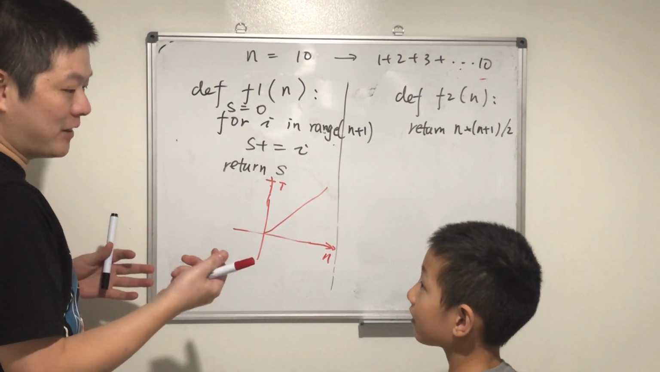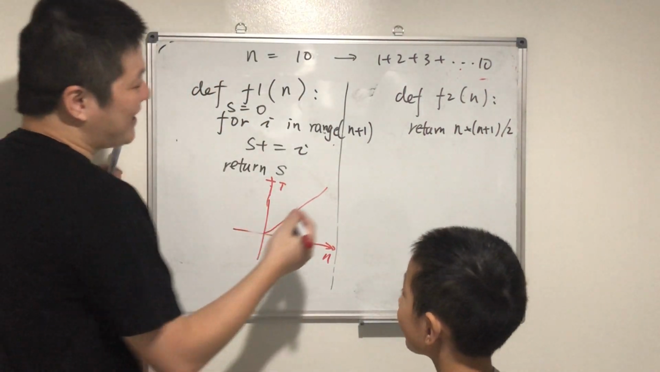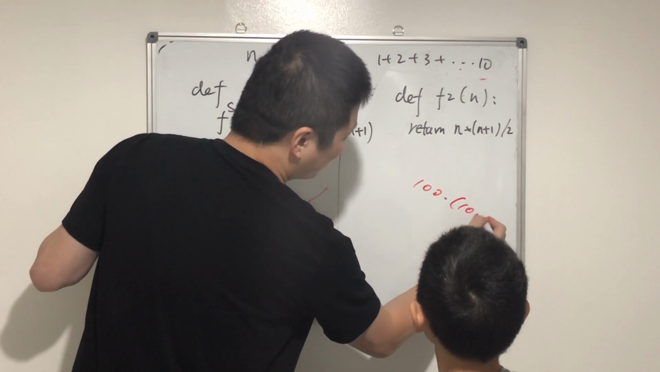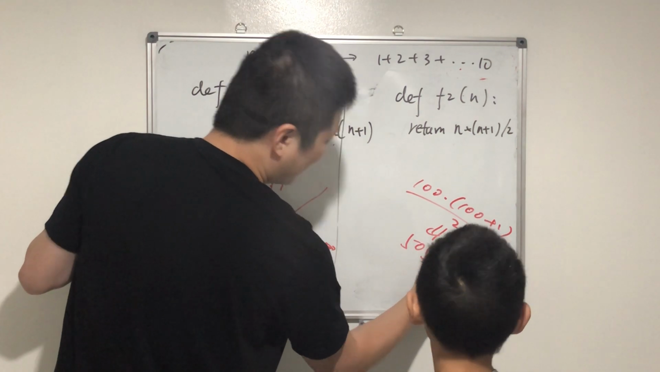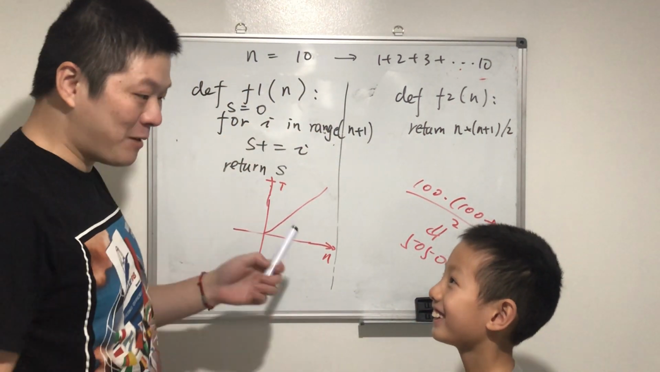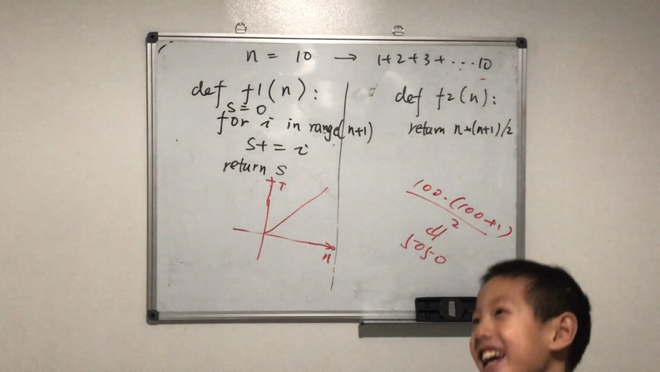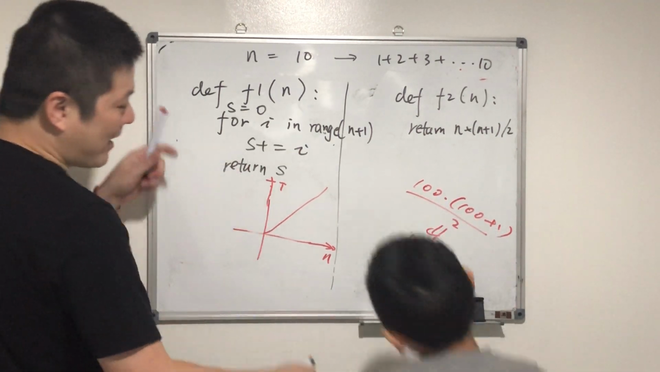Compute the sum of the first, say, 1 or 2 or 3 or 4 or 5 numbers. If it's 100, then 100 times 100 plus 1 divided by 2 gives you 5050, right? Okay, then this one is faster. Can you tell me why? Because you can just do that easily, and you don't need to repeat. Yeah, you are right.